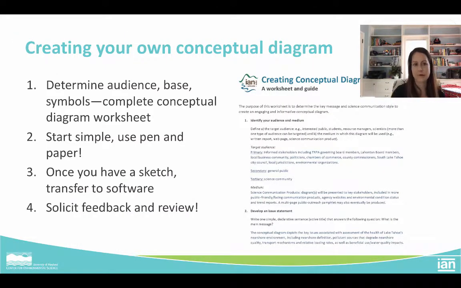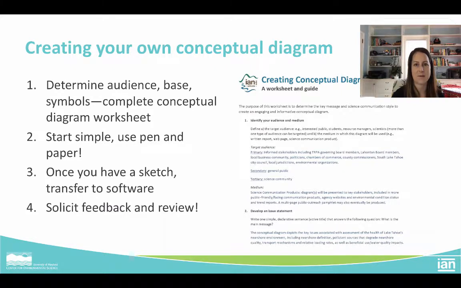So now let's talk about creating your own conceptual diagram. As we talked about before, there are 7 main steps, and we're going to break those down into 4. So first, you want to start thinking about your audience, your base, and your symbols. And Ian has actually created a conceptual diagram worksheet that will guide you through that entire process. And once you've gone through that and answered all of these questions and determined what base you need, what symbols, and what your main message is, you can start simple.